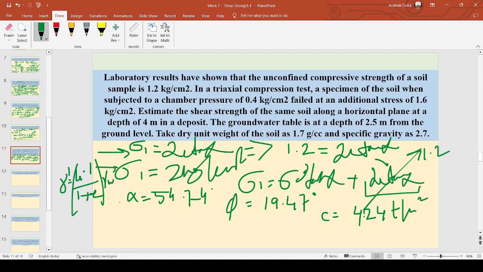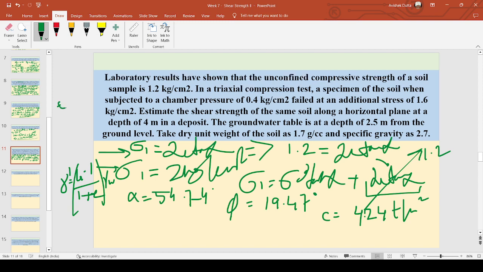Okay, gamma W is not 9.8 over here because it is gram per cc. It is equal to 1. So over here, E is equal to G gamma W by gamma D minus 1. Gamma D over here is 1.7 gram per cc and gamma W is 1 gram per cc. You can find out the value of E. The value of E is 0.588.